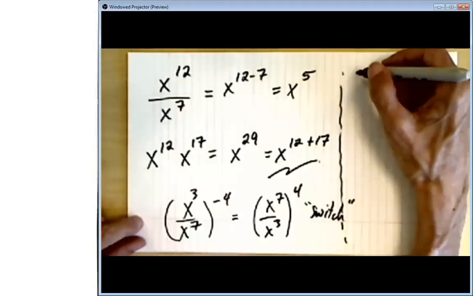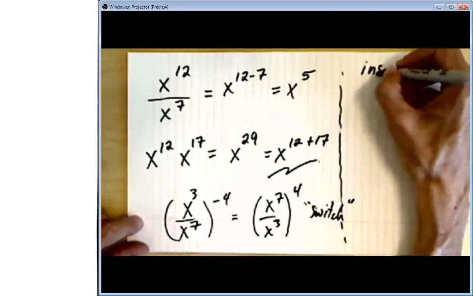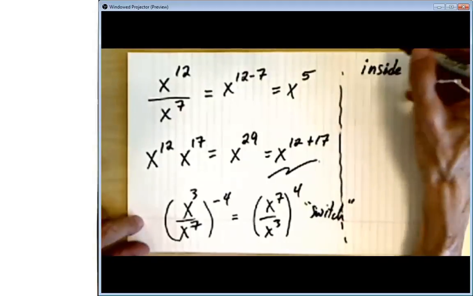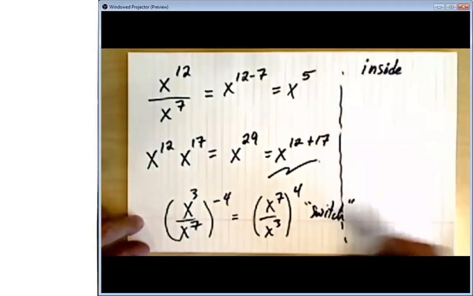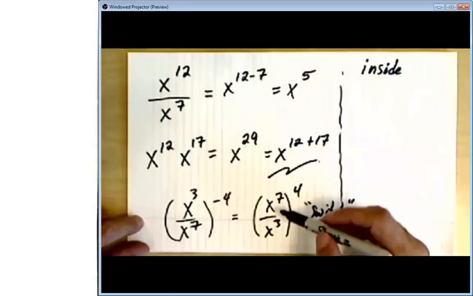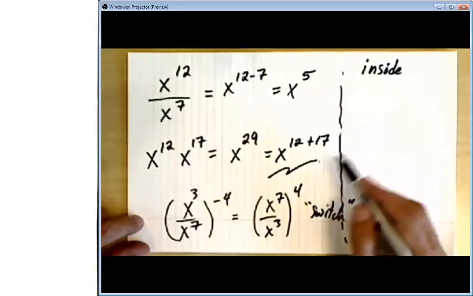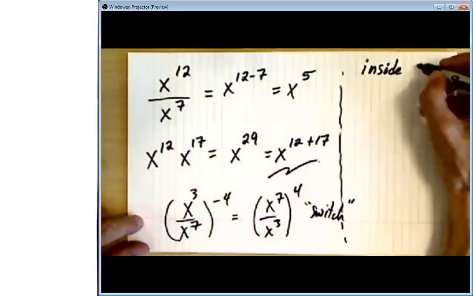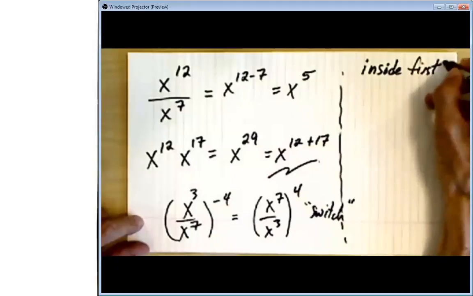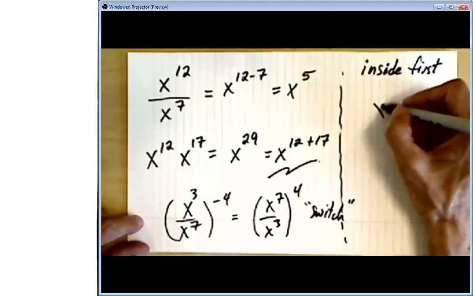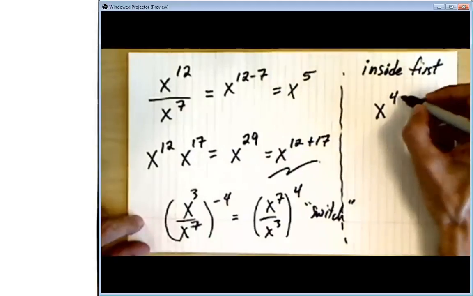Maybe not bad. So one strategy is to take a look at the inside first. If we look at the inside, we have x to the 7 over x to the 3. So what does the inside simplify to if we do that first? It's 7 minus 3, so x to the 4 on the inside.